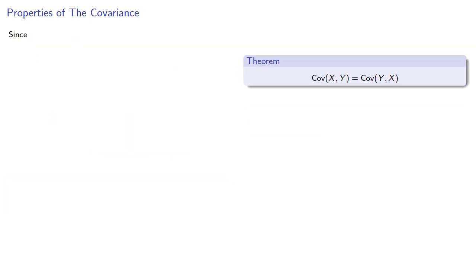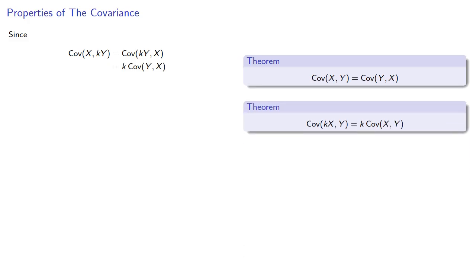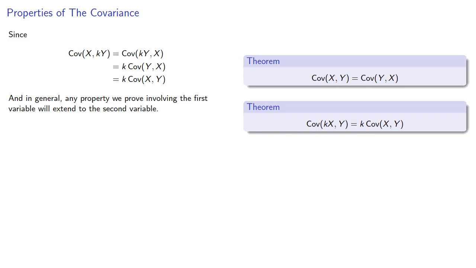Now, by the first thing we did, we know that the covariance of X, kY is the same as the covariance of kY, X. We can remove that factor of k, and we can switch the variables again, which means it doesn't matter if we multiply the first or the second by the same constant. And in general, any property we prove involving the first variable will extend to the second variable. Note this is half of the requirement of something to be linear.